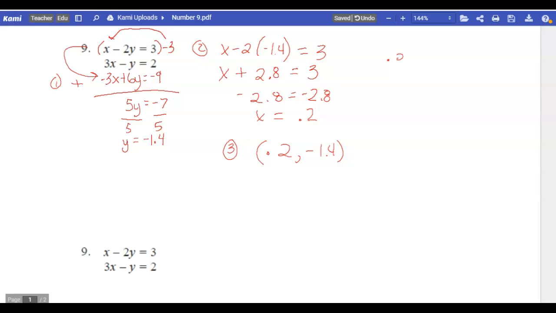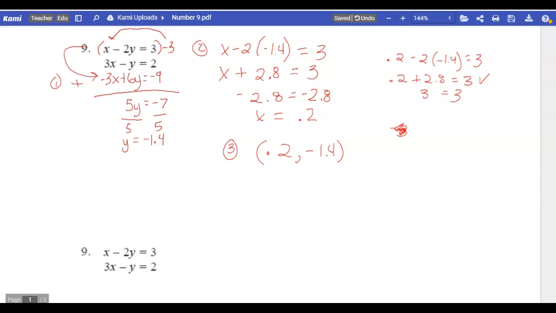So we have 0.2 minus 2 times negative 1.4 equals 3. And we already did that first part, so 0.2 plus 2.8 equals 3. So that checks. We knew the first one was going to check. 3 equals 3.